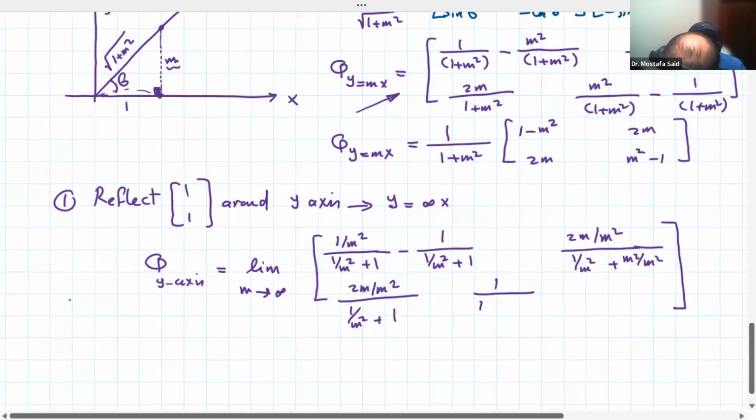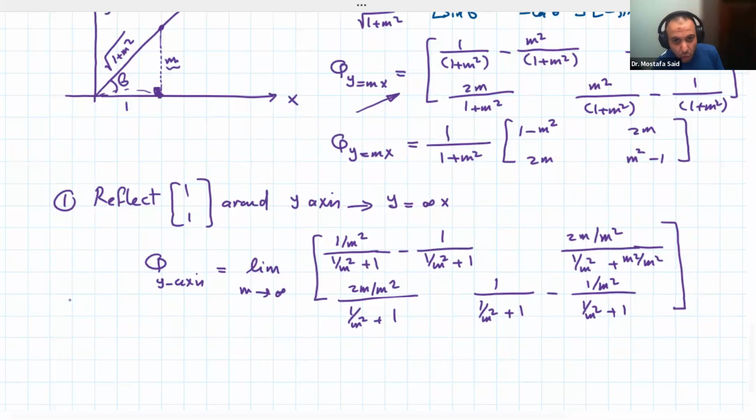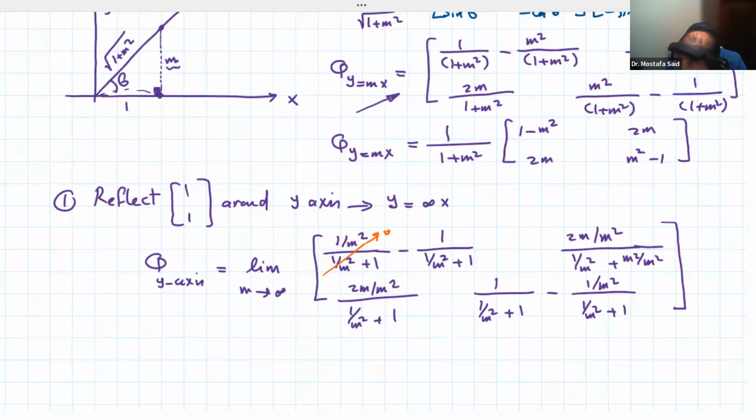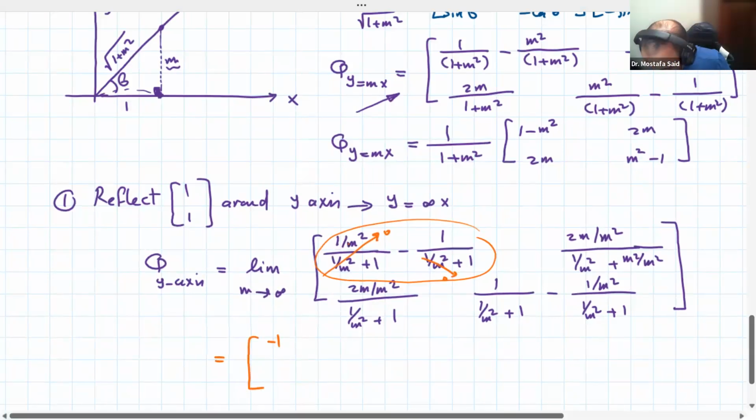1 over m squared plus 1 minus 1 over m squared, 1 over m squared plus... What I did is basically divide the numerator and denominator by m squared, in all the terms. Now we can compute with m equal to infinity. When you do that, the term 1 over m will be 0, so this one totally will be minus 1. That one will be 0, so all that term will be 0.